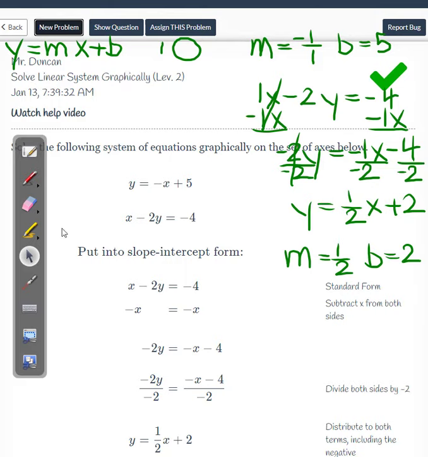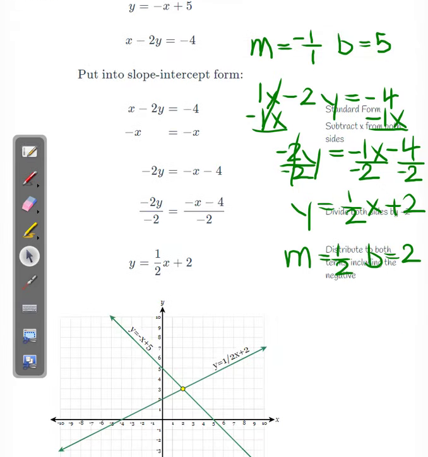So do the steps that we've written in green, although you don't have to write that again. Make sure that you identify the m and the b in the first equation. Use the properties of equality to solve for y. And then identify the m and the b in the second equation. And there you have it.